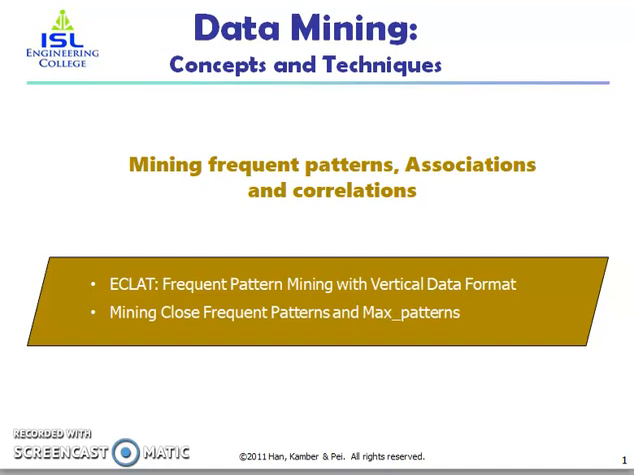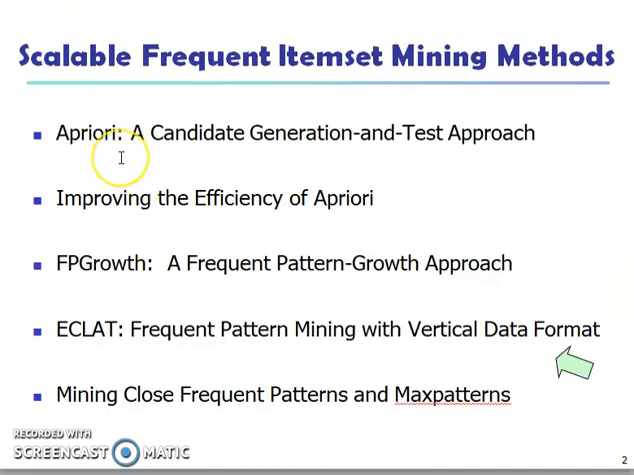In the previous class, we discussed the Apriori algorithm with an example. But we found some major issues in the Apriori algorithm also. To improve it, we have discussed some approaches, and we discussed FP-growth, a frequent pattern growth approach. Today we are going to discuss frequent pattern mining with the vertical data format and mining closed frequent patterns and max patterns.